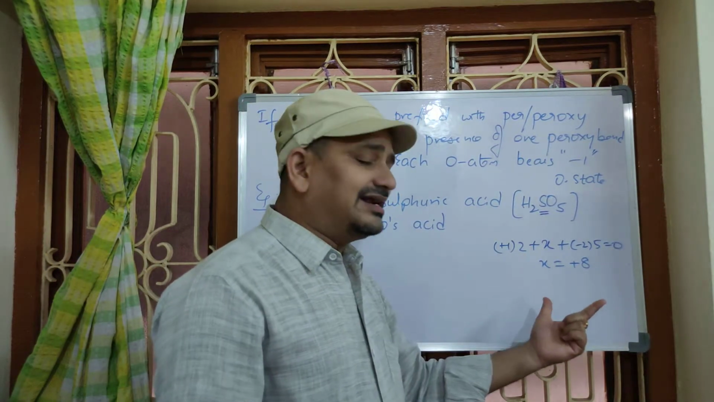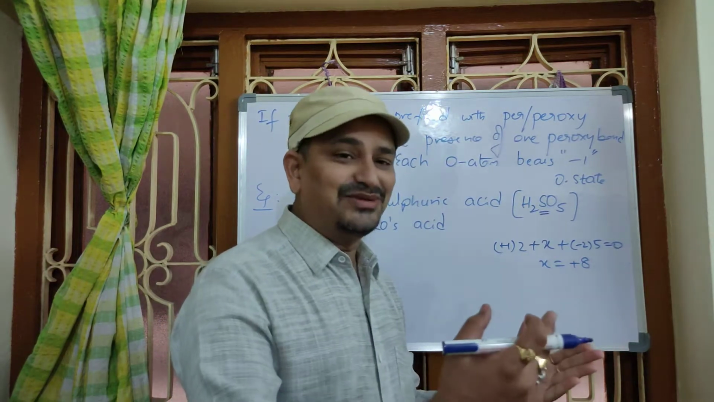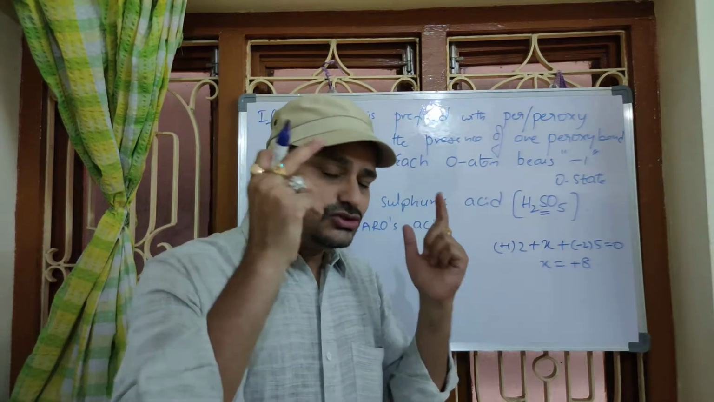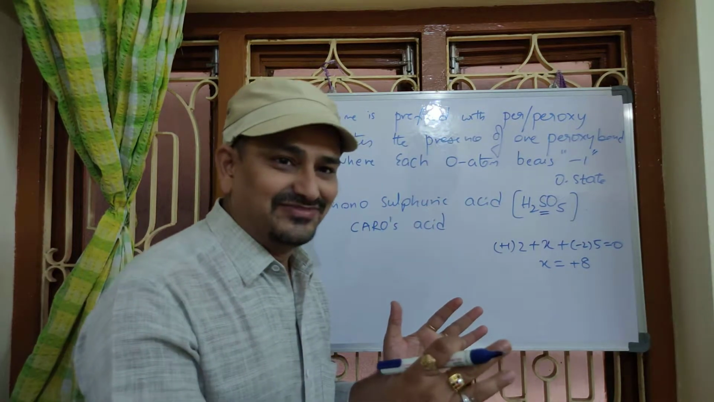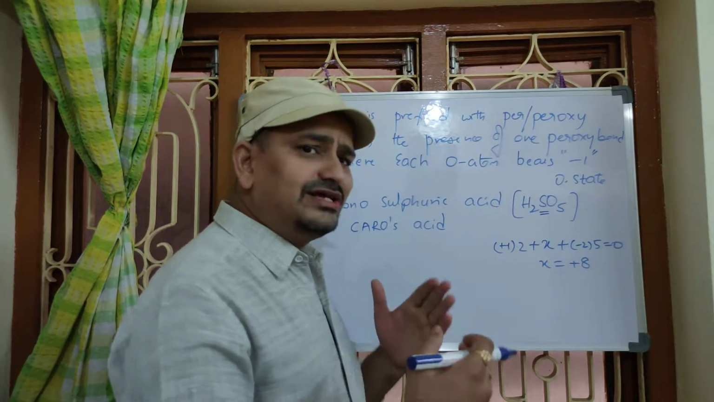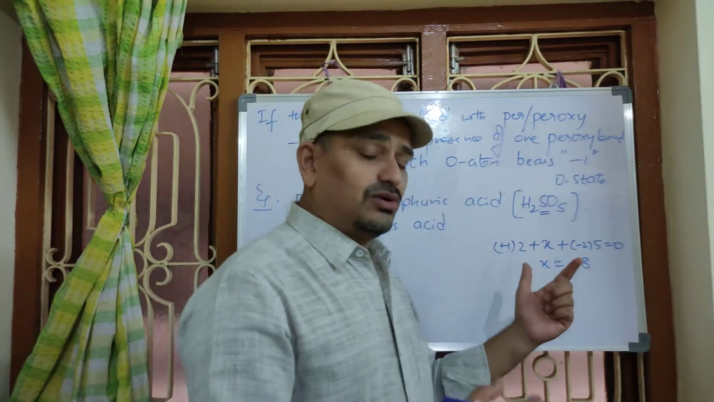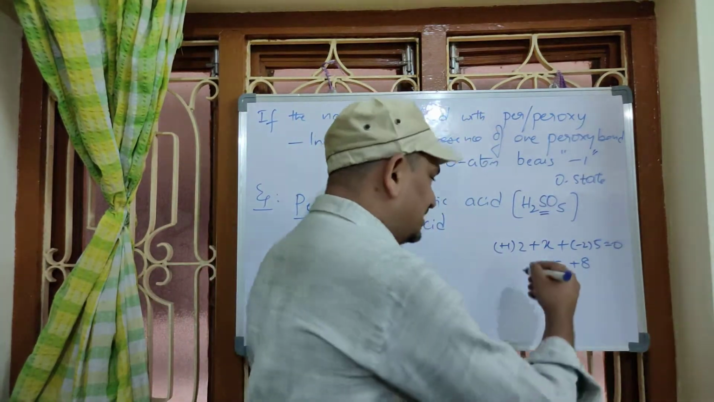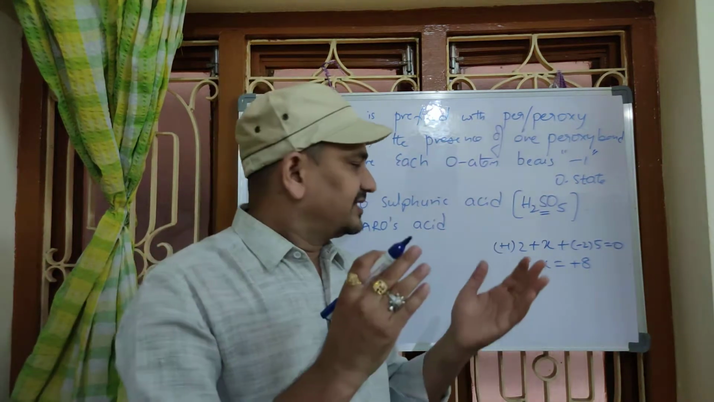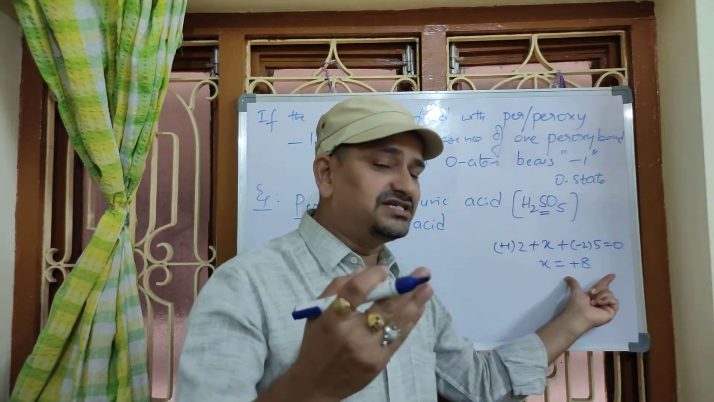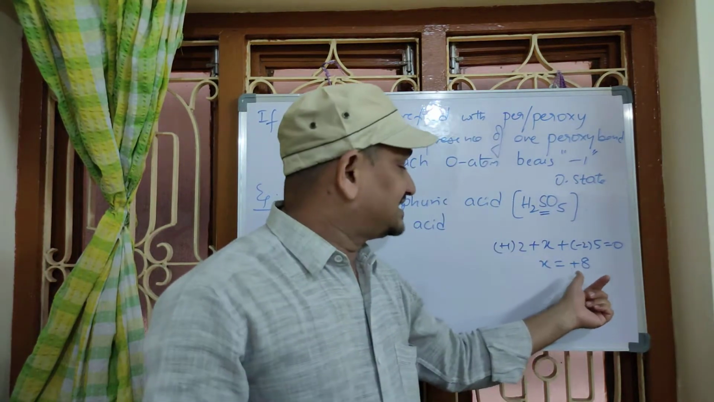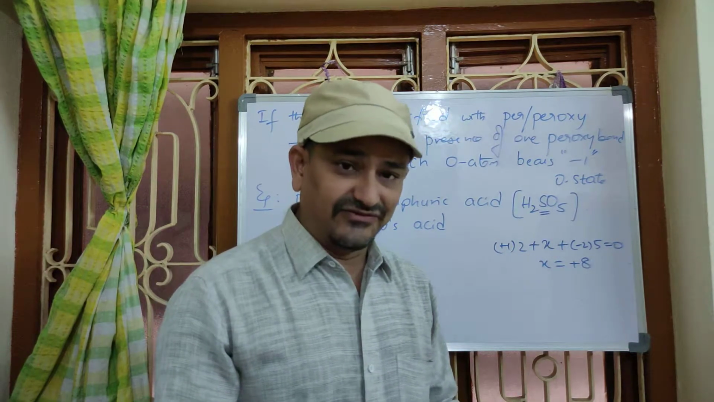And in a tempting manner, in the examinations, they will give the first option as +8 because they want to catch those students who make frequent mistakes. If a student who is in a hurry to answer gets +8, he will mark the wrong answer. You know why? Plus charge indicates the number of electrons lost, no? +8 means 8 electrons were lost from sulfur.